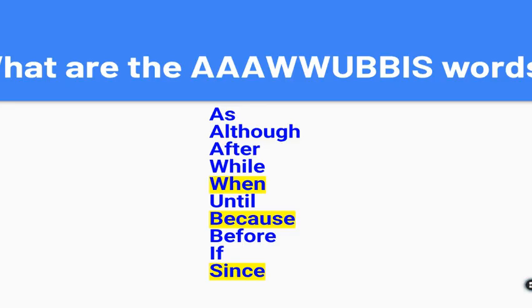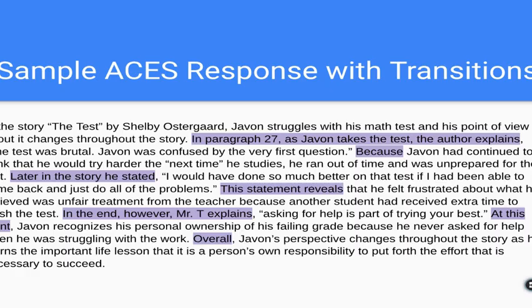Another way to include strong transition words is to use some of your AWOOBIS words. These are particularly useful when you're beginning your elaboration and explaining how your evidence connects to your topic sentence. One of the best that you can use is the word because. However, when and since are also often useful AWOOBIS words to use as a transition to introduce your elaboration. Here is a sample ACEs response.